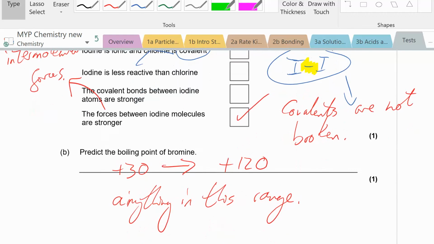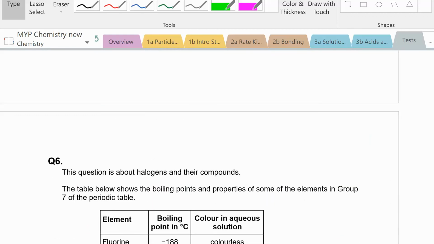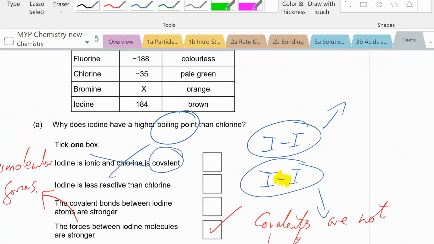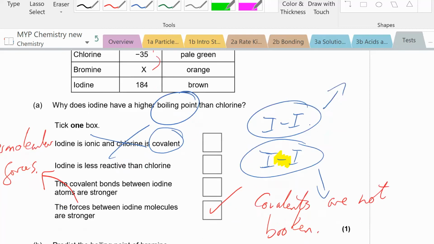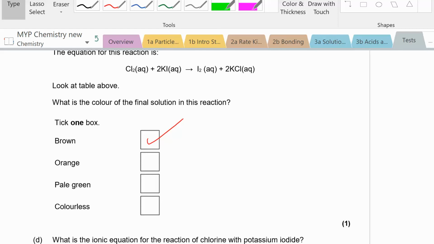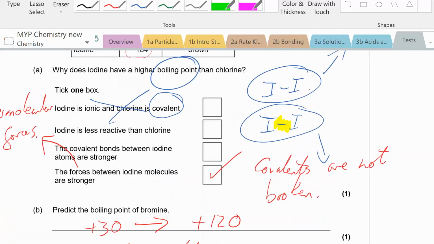Moving on, predict the boiling point of bromine, anywhere between plus 30 and plus 120. So you just had to look at the difference between there and predict what the difference is going to be between there and there. Obviously it couldn't be more than 184, and it can't be less than minus 35.